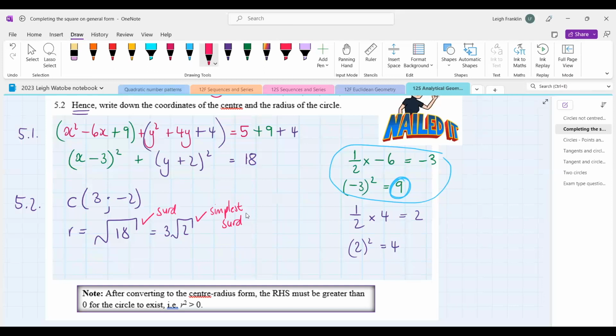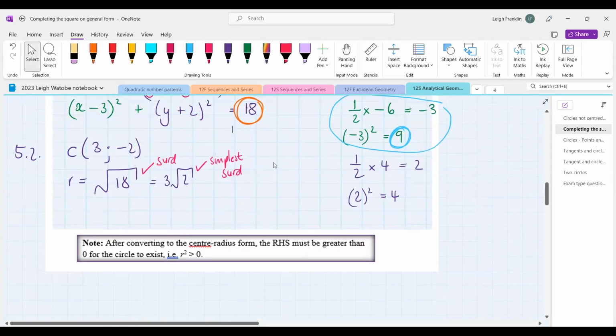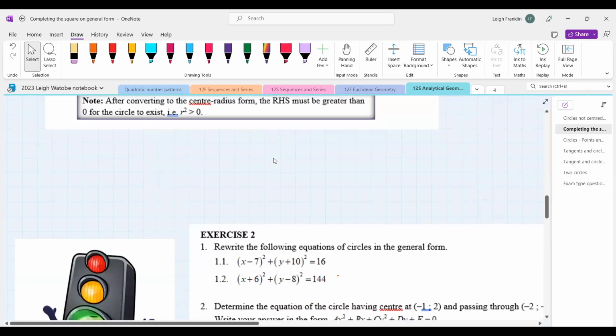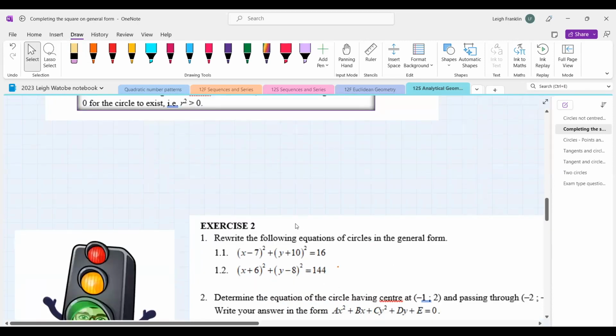The other thing that we have to take note of is that the radius is a distance. So whatever is on the right-hand side always has to be positive, whatever number it ends up being. In this case, it ends up being 18, but it always has to be positive. If it was negative, then the circle could not exist. So r squared always has to be positive. Very, very important.